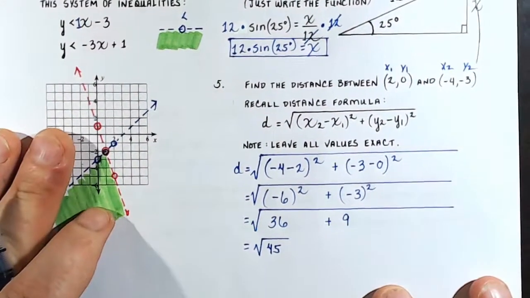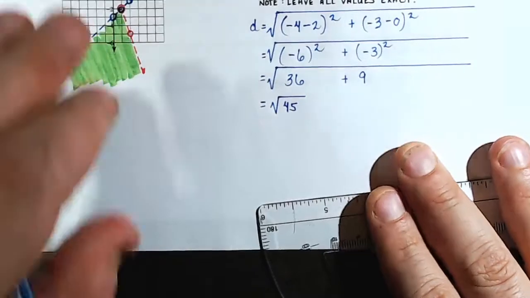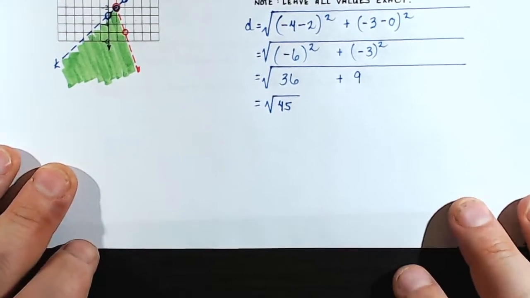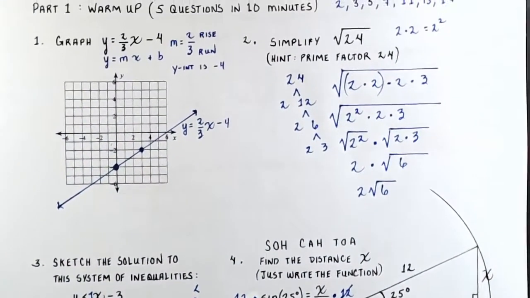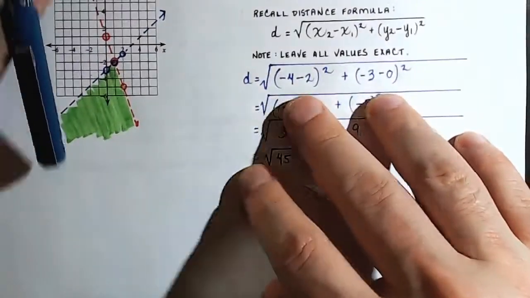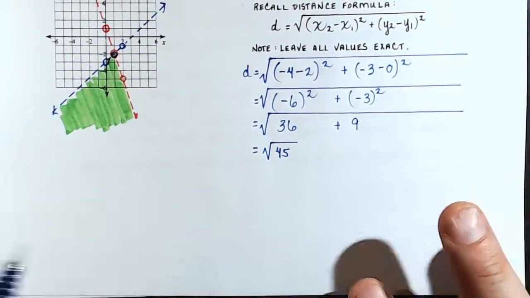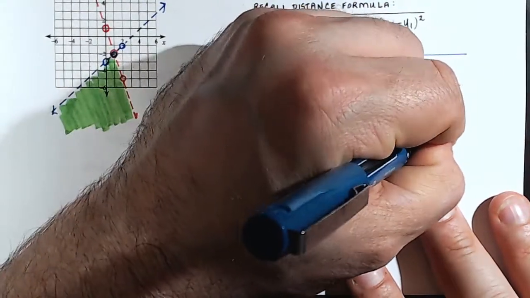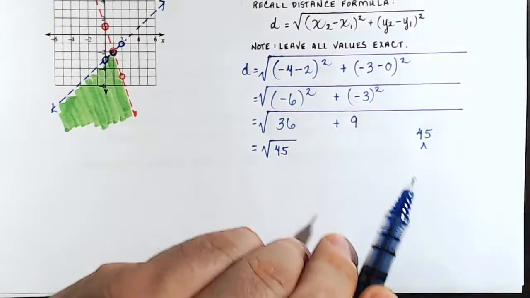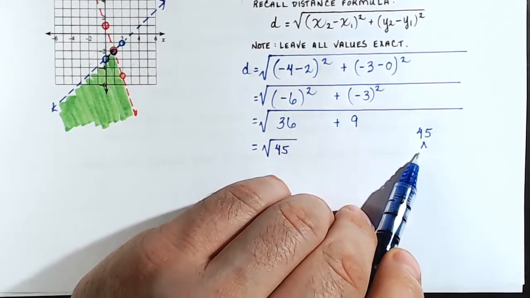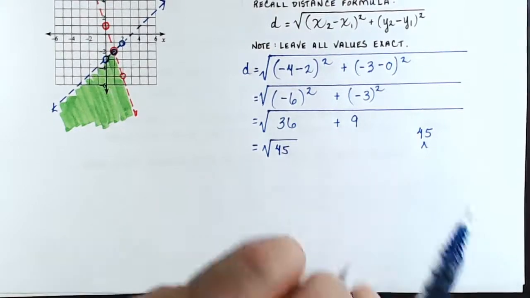But we can simplify that. We don't want to leave it as a square root of 45. It can be simplified further. And the way that I'm going to simplify it is just like I simplified it up here in problem number 2. I'm going to prime factor 45. So I'll go over here with some side work and put 45. And now what I need to do is think of the smallest prime number that 45 can be divided evenly into. Now it's an odd number, so it won't be 2. So we go up to 3. We want to check and see, is 45 divisible by 3?